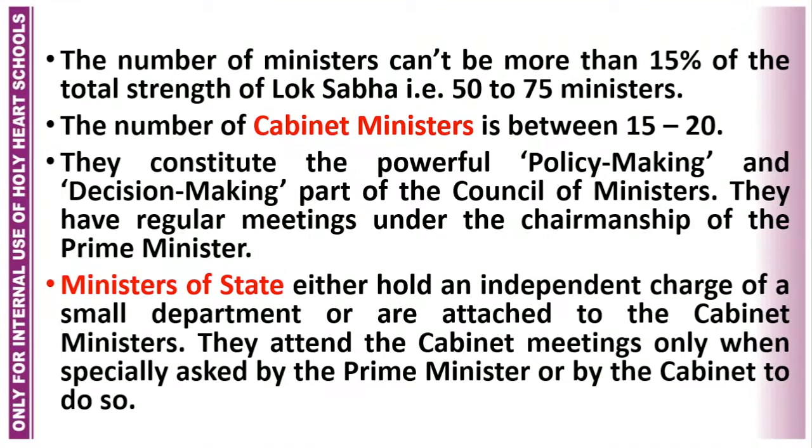The ministers of state either hold an independent charge of small departments or are attached to the cabinet ministers. They attend the cabinet meetings only when specially asked by the Prime Minister or by a cabinet minister to do so. The second category of ministers is ministers of state. The cabinet ministers are just 15 to 20 and they hold very important portfolios. The next category of ministers is ministers of state.